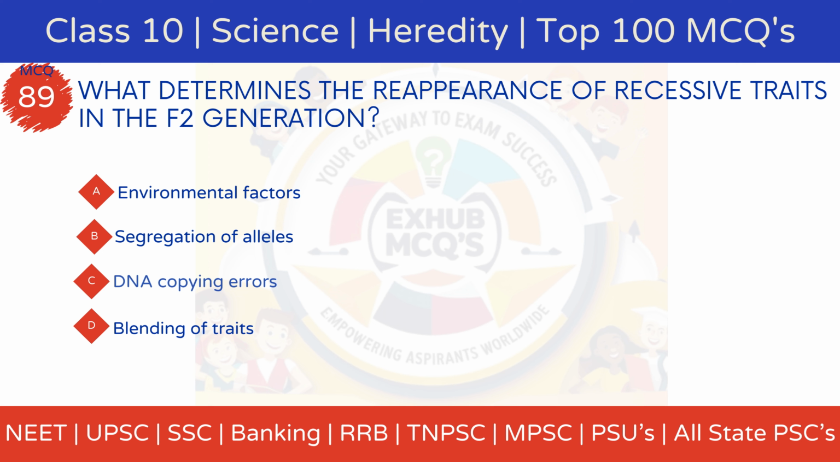Option A, environmental factors. Option B, segregation of alleles. Option C, DNA copying errors. Option D, blending of traits.